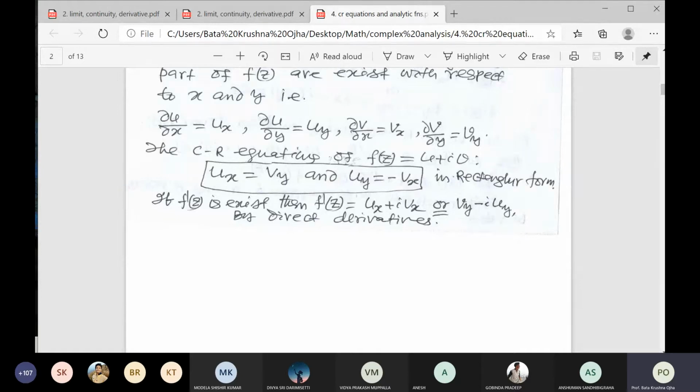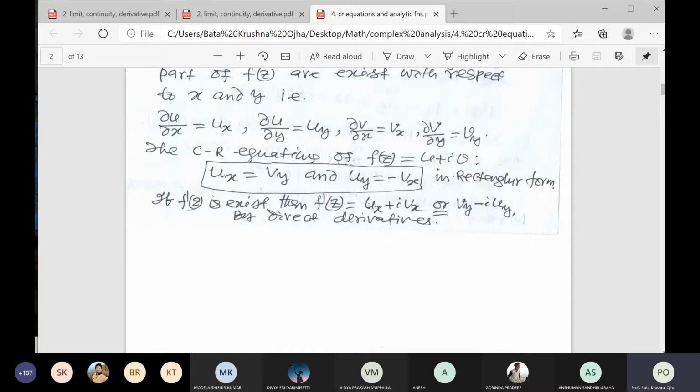If f dash z exists, then what is the value of f dash z? The formula is, if you know u_x and v_x, then you can write the derivative of the function directly by using the derivative of u with respect to x plus the derivative of v with respect to y.